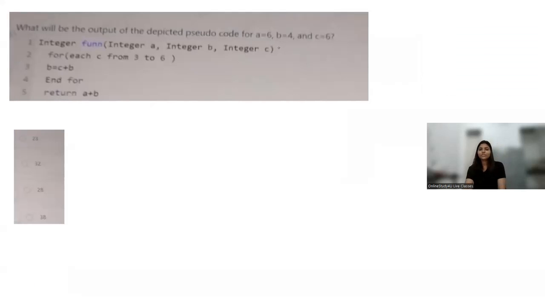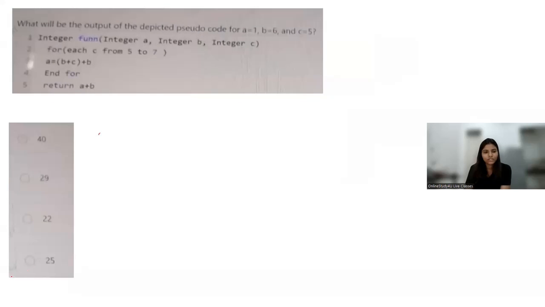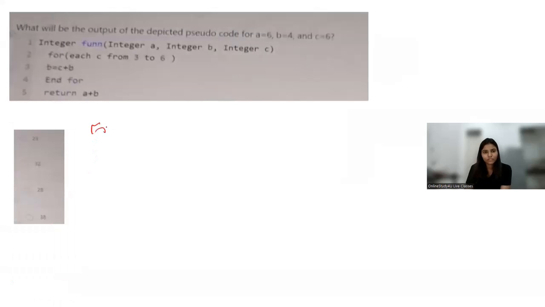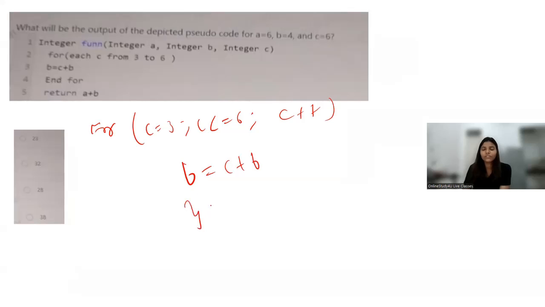Okay, so A is 6, B is 4, and C is 6. We have a function and we are passing some arguments into it as 6, 4, and 6. And there is a for loop. C will start from 3 till it goes to 6, C++, and every time we are updating the value of B. Okay, so C is 3. The condition will check. The condition is true. We will come here in the for.